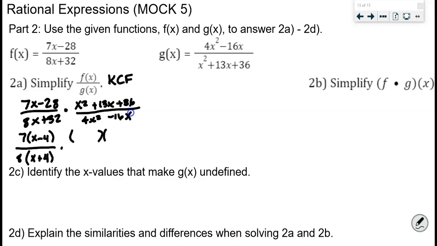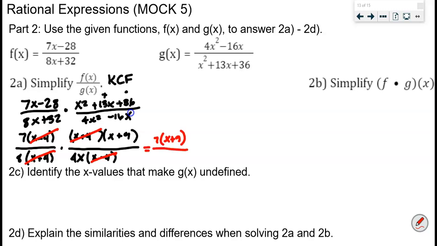Times, let's go ahead and factor this one. So what are the factors of 36 that add up to be 13? That's going to be x plus 4 and x plus 9. 9 times 4 is 36. Yep. We're going to factor out a 4x down here, and that's going to give us x minus 4. Okay, so let's see what we can mark out now. Can't mark out that 7, but we can mark out the x minus 4. We can mark out the x plus 4. So it looks to me like we're left with 7 times x plus 9 over 8 times 4x, okay? So that's our answer for that one.